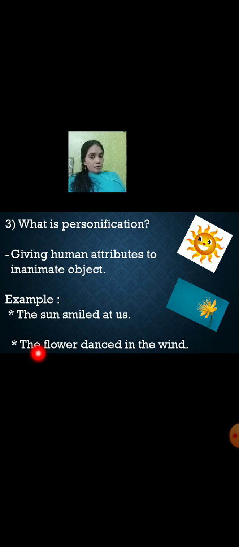The second example sentence: the flower danced in the wind. Does a flower dance? Only beautiful girls or handsome boys, that is human beings, dance. Have you ever seen a flower dancing? No. So it is just given a human character. The flower danced in the wind. So, understood what is personification? Let's read some more examples.